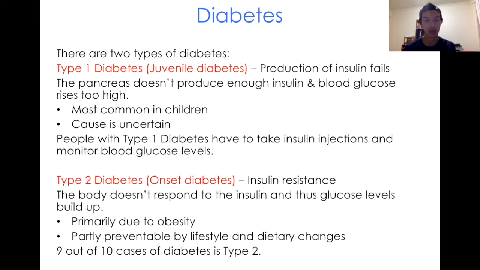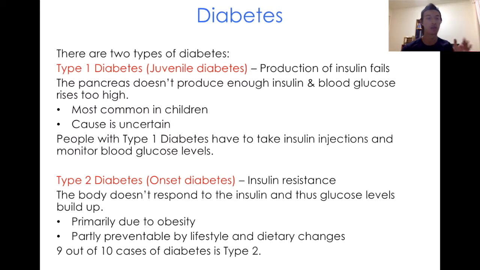Type 2 diabetes, however, is what we call onset diabetes, and this is when there is insulin resistance. The body doesn't respond to the insulin that is already being released, and so the blood glucose levels build up because the body's not taking the necessary responses. Okay, this is primarily due to issues such as obesity, and is partly preventable by lifestyle and dietary changes.